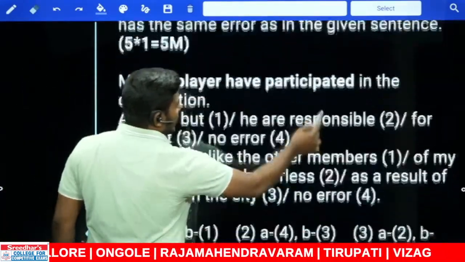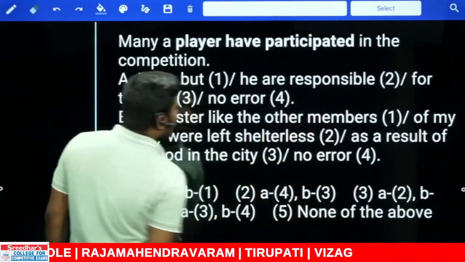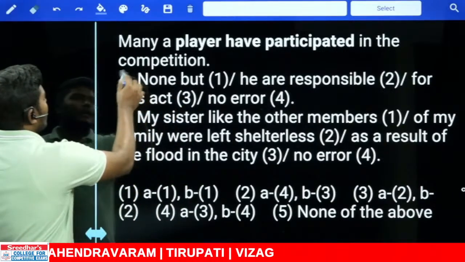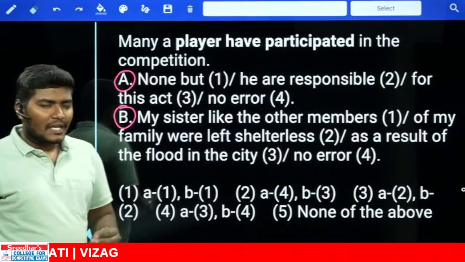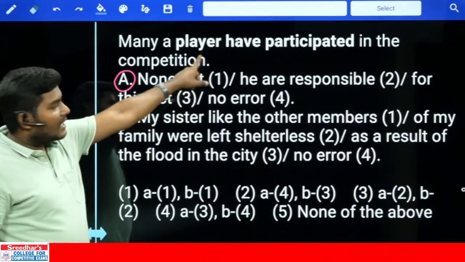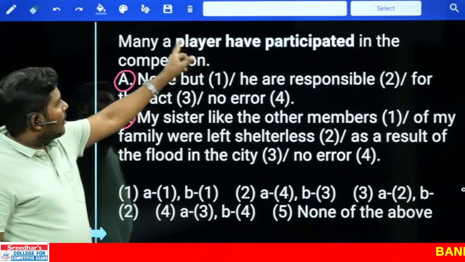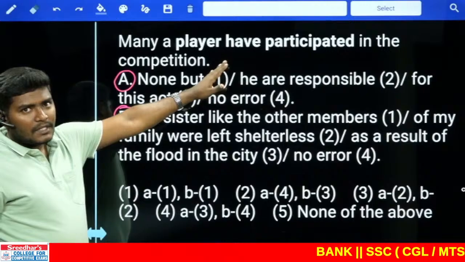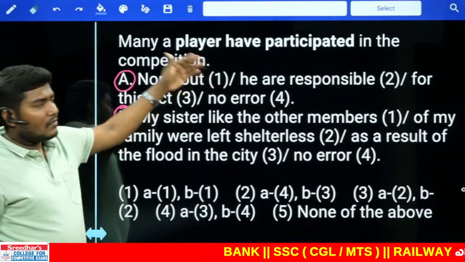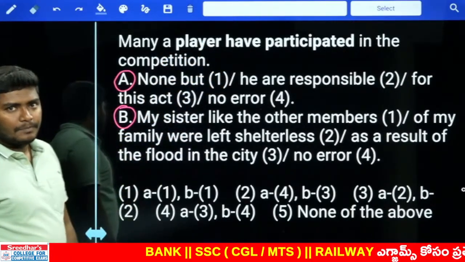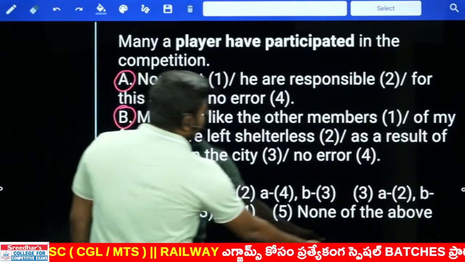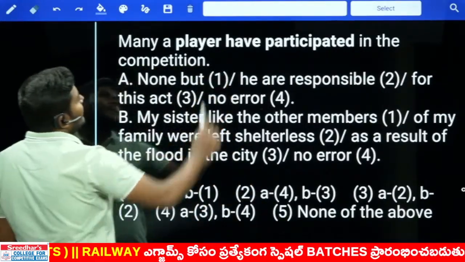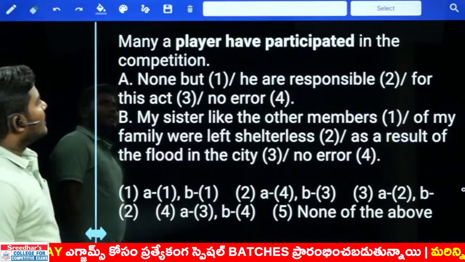Now there are two more sentences given below. They are nothing but A and B. Okay, in this A and B, we need to pick such errors which are exactly similar to the above one. Whatever kind of error is given above, the same error we need to find out here. Okay, let us try to find what kind of errors these are. Now first one, what is the first statement? Many a player have participated in the competition.